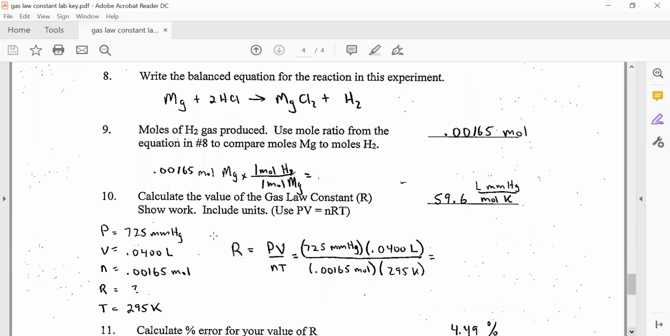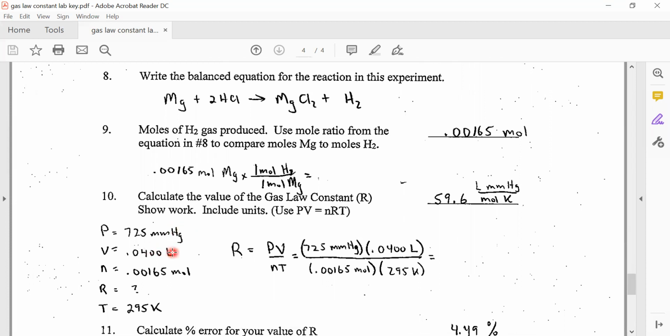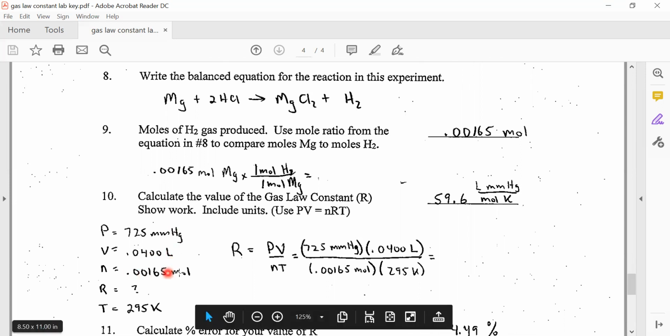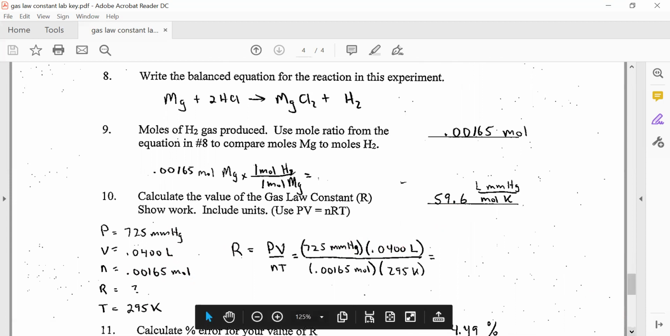So I'm going to use this 725. I'm going to use that adjusted, just the pressure of the H2. I'm going to use the volume that I saw. I'm going to use the moles of magnesium, which is also the moles of hydrogen. And I'm going to use my Kelvin temperature. I'm going to solve for R. Notice the units on this, and I end up with 59.6. I think the accepted value is 62.4. So it looks like about a 5% error there. And we go through right there.